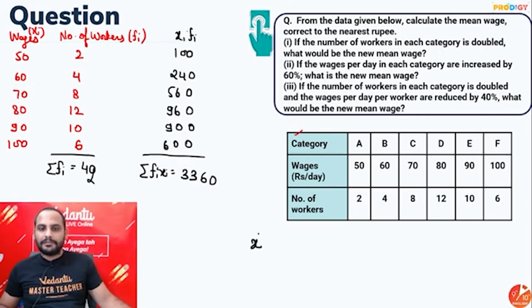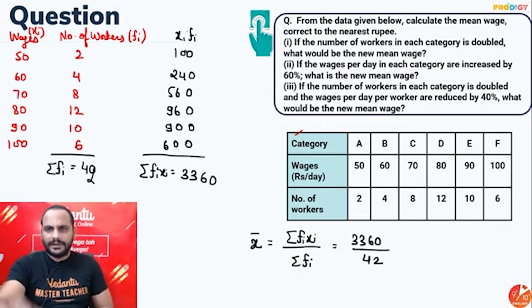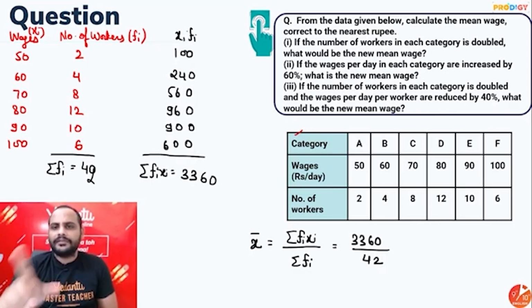So now the mean will be the sum of all the values divided by the number of observations. So this is going to be 3360, summation of fi xi, divided by sigma fi, so divided by 42. Now you have to find the nearest integer value. Just divide it, you will get your answer. Okay, divide it.